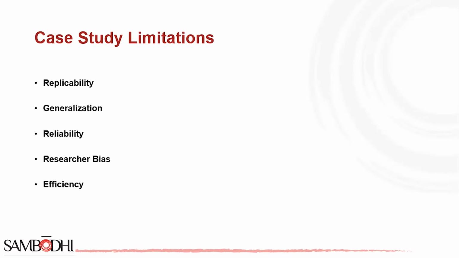Researchers may have biases they are not even aware of. A researcher may over-identify with the subject and lose the benefit of a dispassionate outside perspective. If a researcher already has an opinion on the subject, they may subconsciously overlook or discount facts that contradict their pre-existing assumptions. Researcher bias can affect what the researcher observes and records, as well as how they interpret and apply their observations. The last limitation of the case study is efficiency.